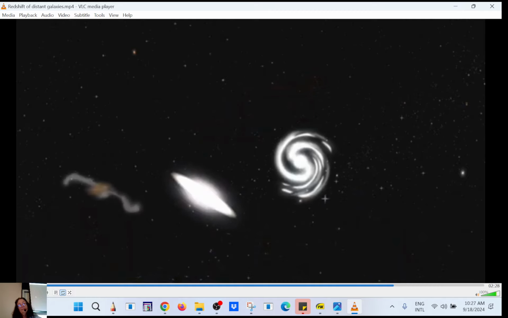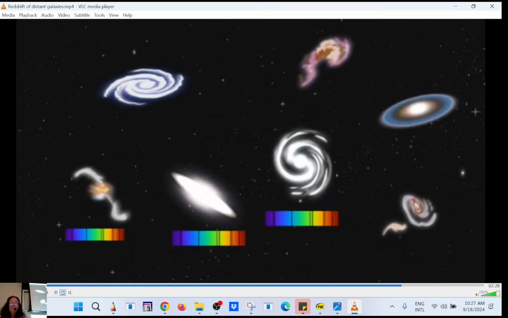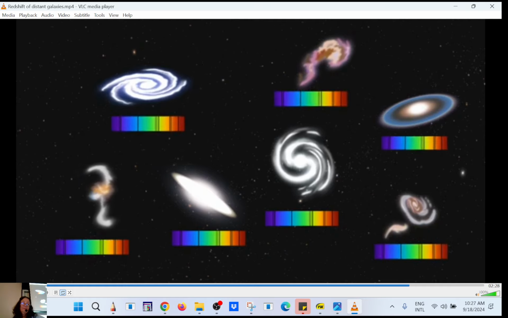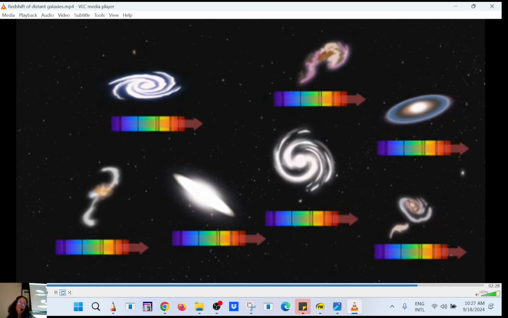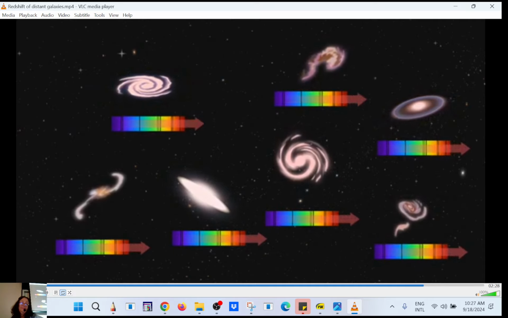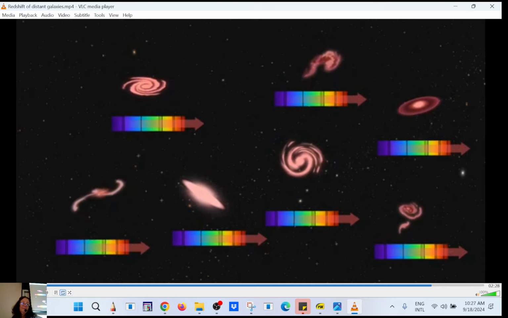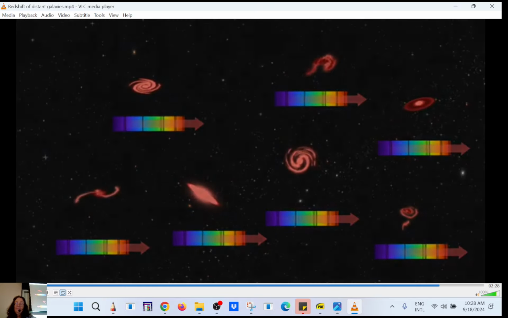Astronomers such as Edwin Hubble measured the spectral lines of hundreds of galaxies in the visible universe and found that most galaxies display a redshift. This led to the conclusion that the galaxies were moving away from the Earth and that the universe must be expanding.